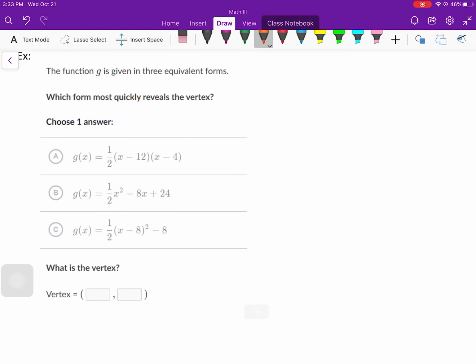And last, which one reveals a vertex? Well, once again, that's going to be vertex form. This time, this one would shift to the right, because it's minus on the inside, 8, and down 8. So it's going to be positive 8, negative 8 for the coordinates there.